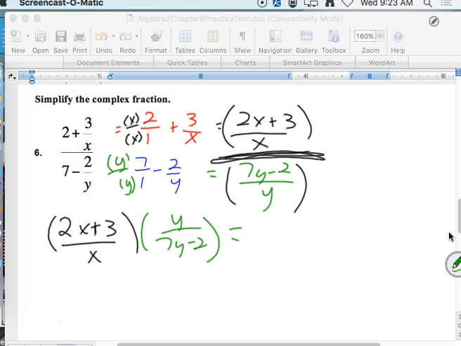Now we're hoping something cancels out. Anything going to cancel out? No. So then we'll just leave it y times the quantity 2x plus 3 over x times the quantity 7y minus 2. Doesn't say that we have to state restrictions on the denominator or anything. Just get this one fraction up here, this one fraction down here. Multiply by this. Call it a day.